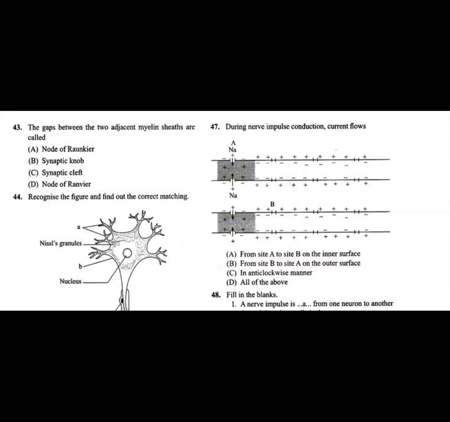So inner side conduction is site A to B, outer side conduction is site B to A, and this conduction is in an anti-clockwise direction. If you find it opposite, against the clockwise direction, that is the anti-clockwise direction in which the conduction takes place. All of the above statements are right regarding the current flow during impulse conduction: from site A to B on the inner surface, site B to A on the outer surface, in an anti-clockwise manner. So question number 47, D is the answer, students.